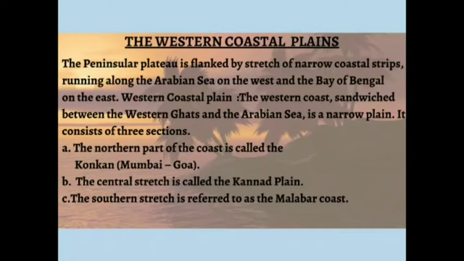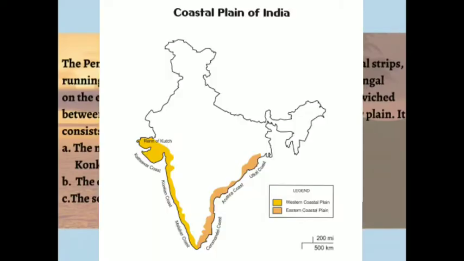Now we will talk about the next physical feature, that is the western coastal plains. The coastal plains are on the coastline of India and are broadly divided into two parts, western coastal plain and eastern coastal plain. Western coastal plain is towards the west, towards the Arabian Sea, and eastern coastal plain towards the Bay of Bengal.